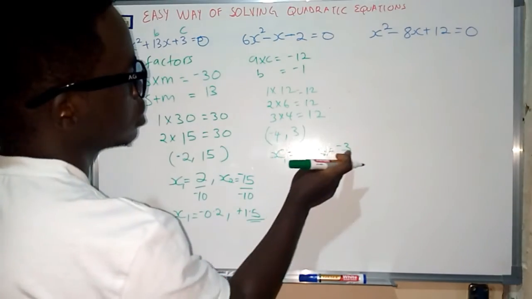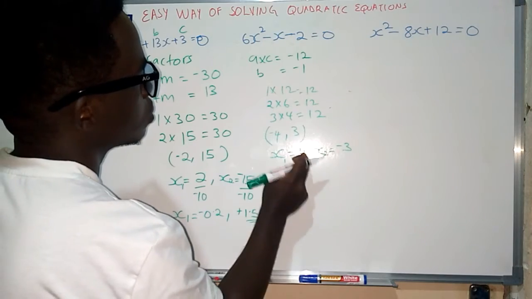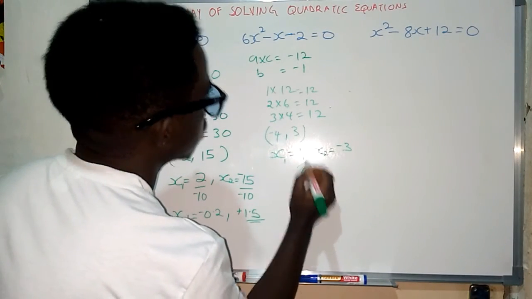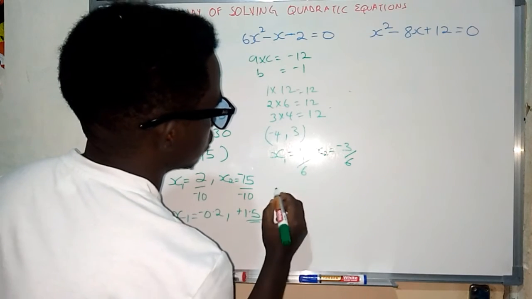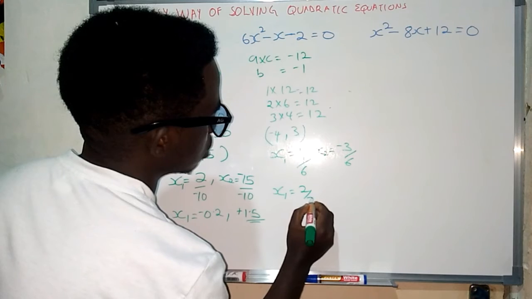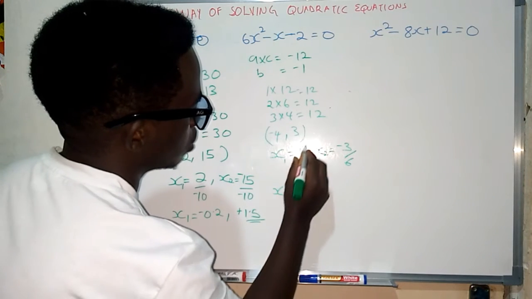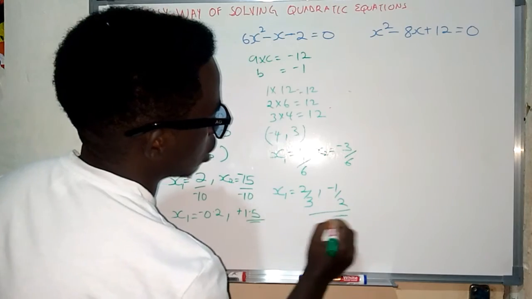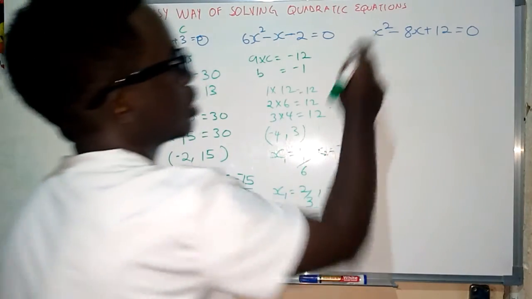Afterwards I divide these two by the coefficient of x squared, so divide by 6, divide by 6. My x1 will be 4 over 6, I get 2/3, and then I get negative a half. So let's look at the third one.